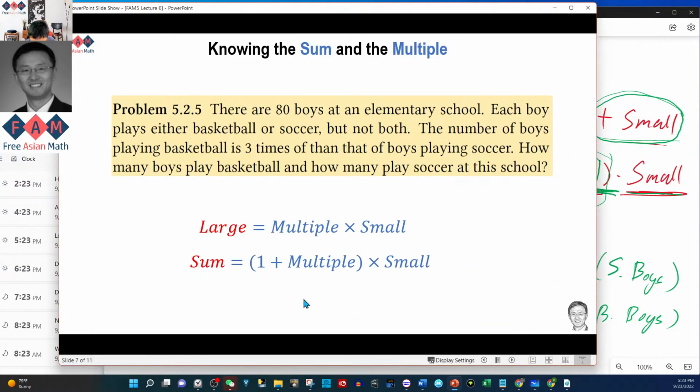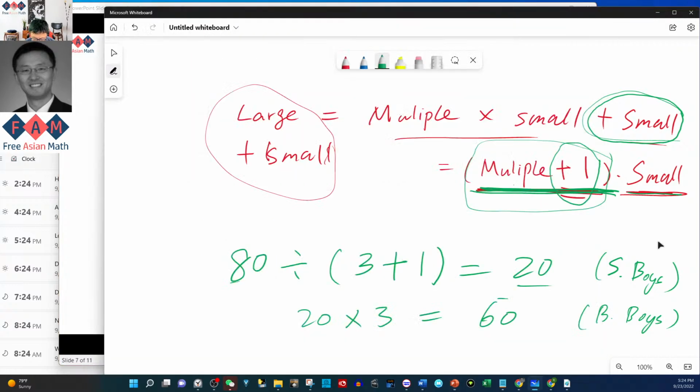It's very important to recognize why we can do this. It's based on the fact that the larger one is a multiple of the small. So when we add them up, you just add one more copy. So that's 1 plus multiple copies of small. So we get a multiplicative relationship. And here is the sum, the total, and the small one. And the scalar here, what we call its multiplicity, is 1 plus that multiple. Okay? So this is a very typical type of word problem.